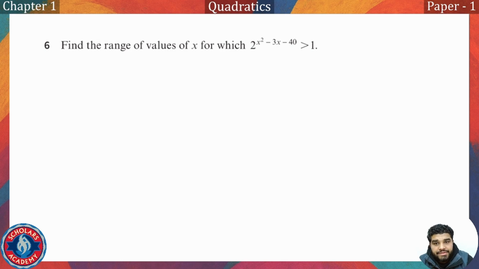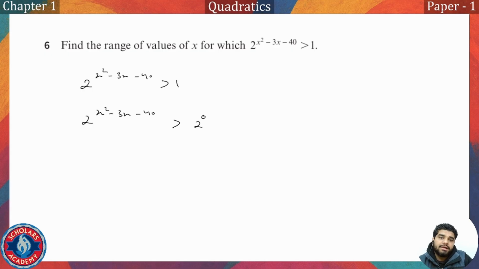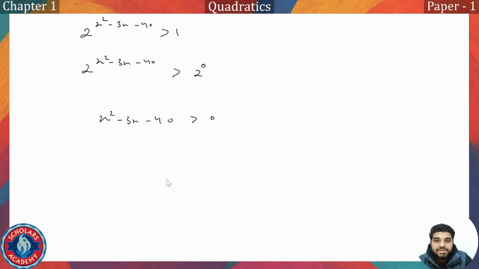Now if I check this, 2^(x² − 3x − 40) is greater than 1, right? To compare it with 1, I can change 1 to 2 raised to power 0, since anything raised to power 0 is 1. So bases are the same. Now if I check the powers, x² − 3x − 40 should be greater than 0, right? I changed the inequality to an inequality of the powers.